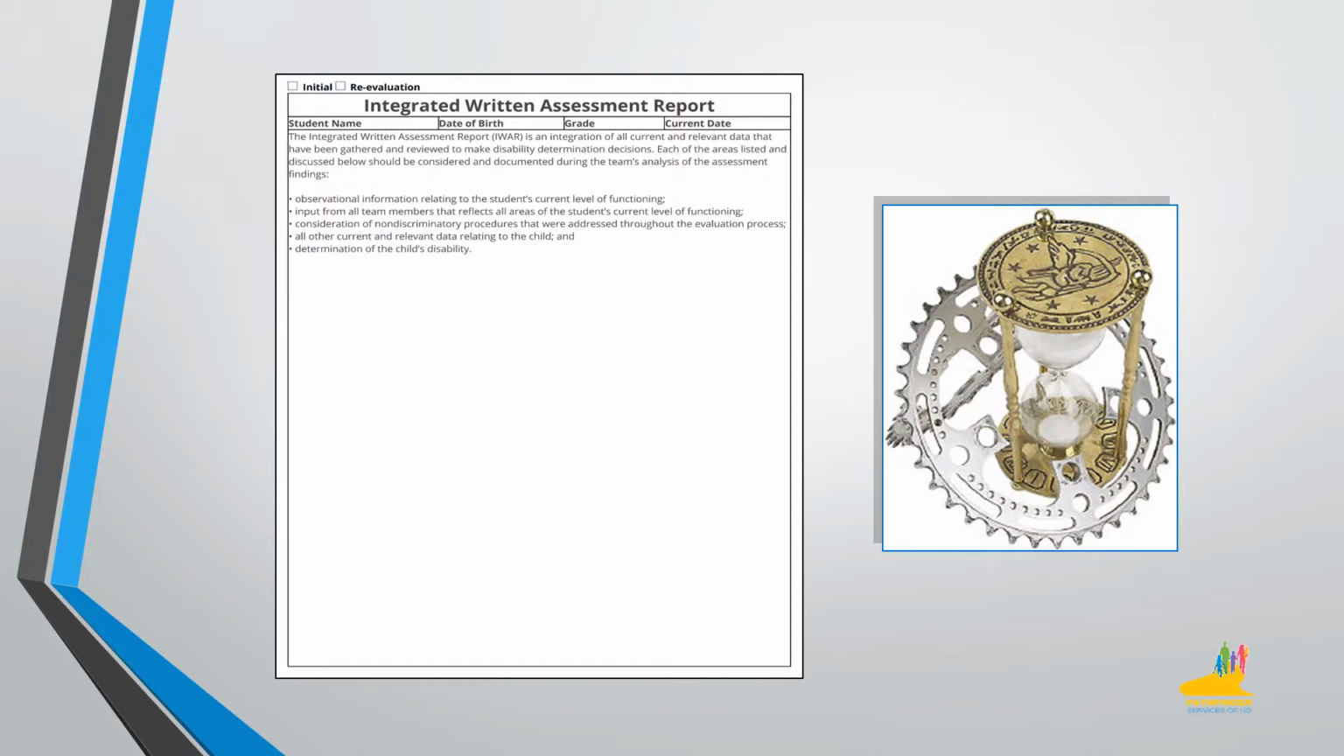A meeting to develop the initial IEP for a student must be conducted within 30 calendar days from the date of the meeting during which it was determined that the student has a disability. This determination will be noted in the Integrated Written Assessment Report, the IWAR, prepared by the evaluation team. The parents of the student will receive a copy of the Integrated Written Assessment Report with the documentation of determination of eligibility and the date of the meeting.